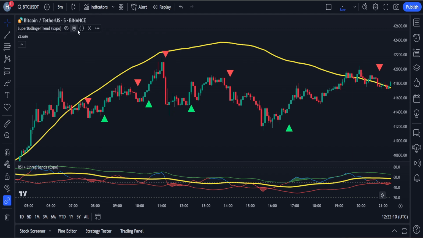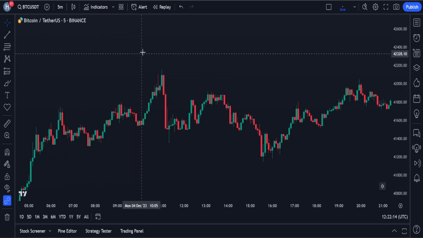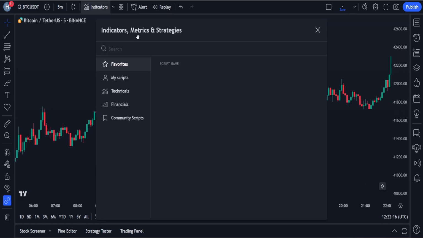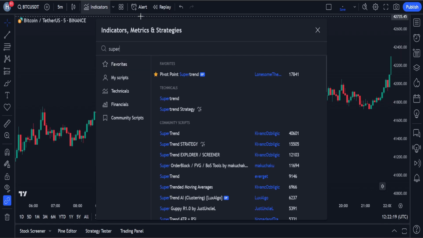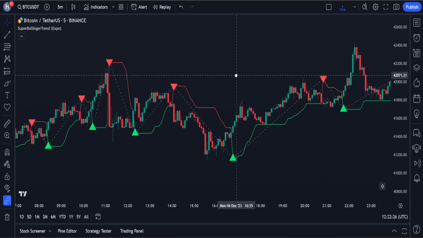I'll quickly remove these indicators from the chart so I can explain everything from the beginning. In order to add these tools to your chart, navigate to the Indicators menu and search for Super Bollinger Trend, and then add this indicator created by Zierman. So this is the main indicator of our trading strategy.